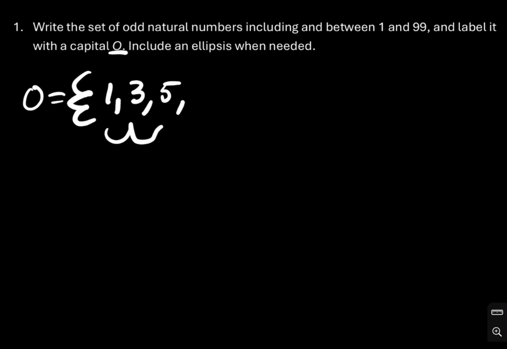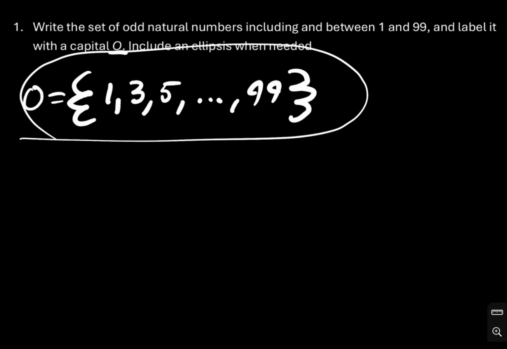So now we can use our ellipsis to shorten down the amount of work we have to do for the set, because essentially we want to reach all the way to 99, because 99 is the last number in our set. So we can put an ellipsis here and say we count from 1, 3, 5, and so on, and we put a comma all the way until 99, and then we close our set. So this is going to be your answer.